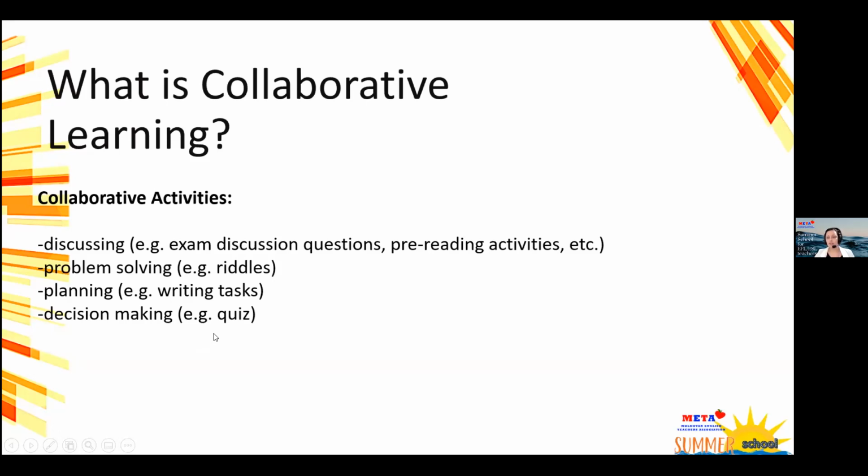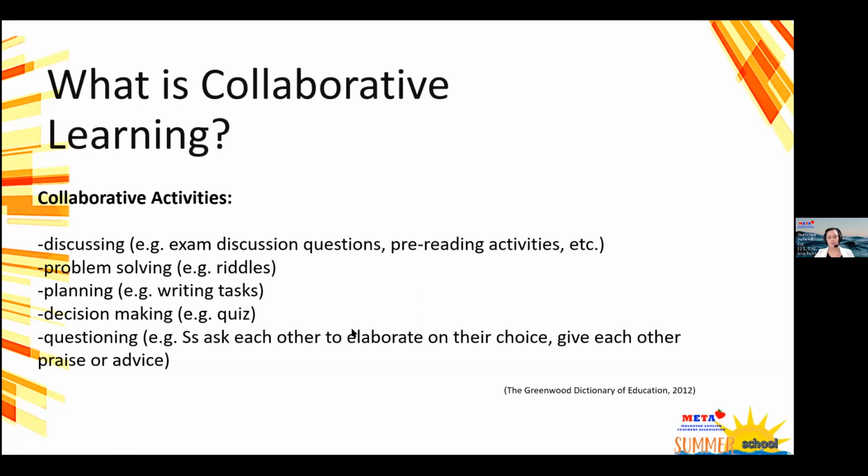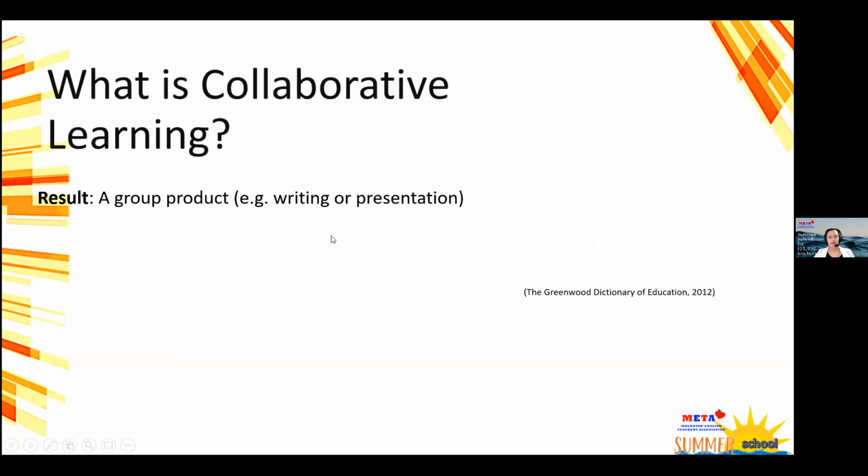Students make decisions together. For example, they do a quiz together in pairs or groups, not individually, but they can work together. Students question each other, ask each other to elaborate on each other's choices, give each other feedback. There are more, and I'm sure debating, yes, I can see that you're still adding your ideas. Excellent. And as a result of collaborative learning, there is always some kind of product, for example, a piece of writing or a presentation or reporting on the results of the discussion or calling out the answers.